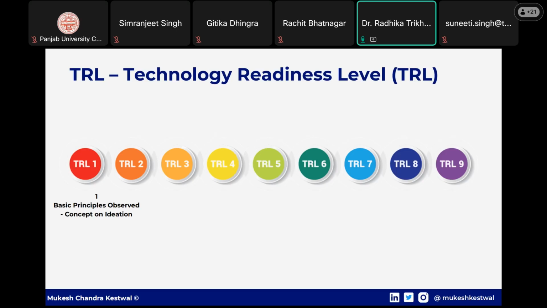So now first start with TRL 1. So what is TRL 1? Your basic idea. You have a basic idea that this can happen. All of you will relate to whatever work you are doing.